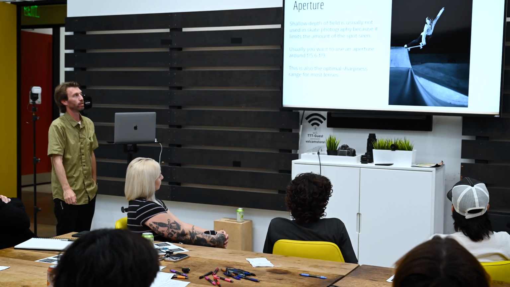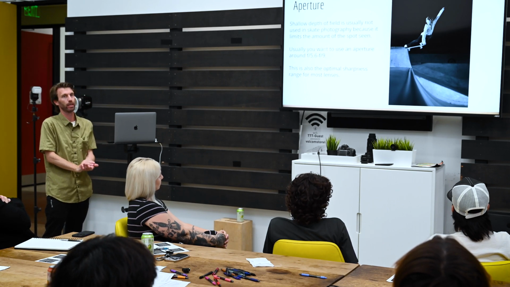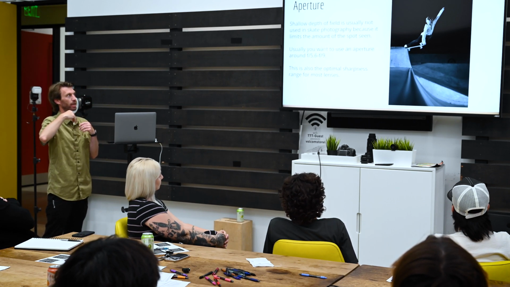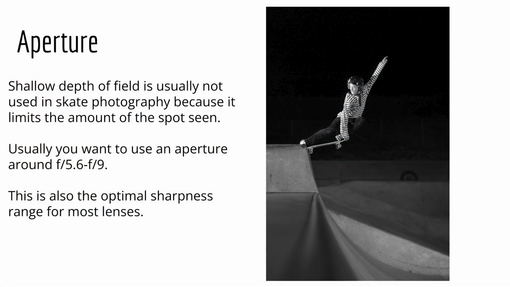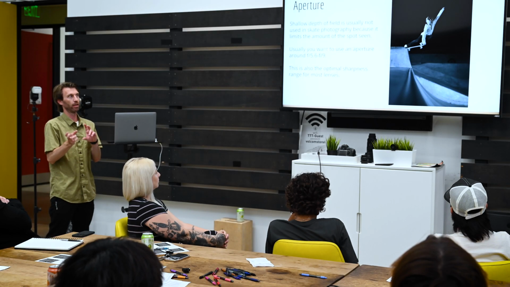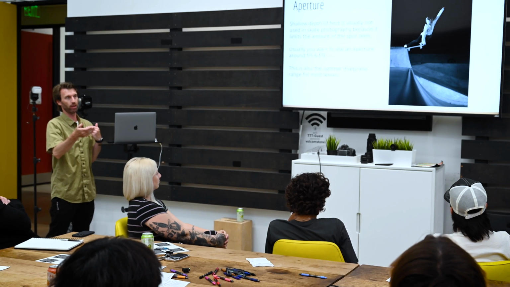Moving into aperture. So typically with aperture, what they call shallow depth of field is when whatever your focus point is, the background behind it falls off and the foreground in front of it falls off. So you can see that the coping in the foreground is very out of focus and the background is very out of focus. The shot has a shallow depth of field. It's not very typical in skate photography. It's actually pretty rare that you see anything with the shallow depth of field. Most shots are like f5.6 to f9, which means that you're letting in less light, but more depth in your photo.